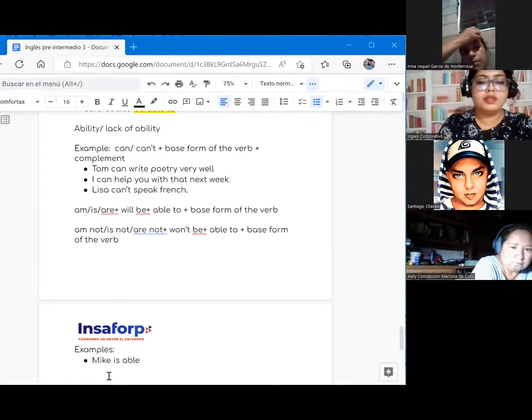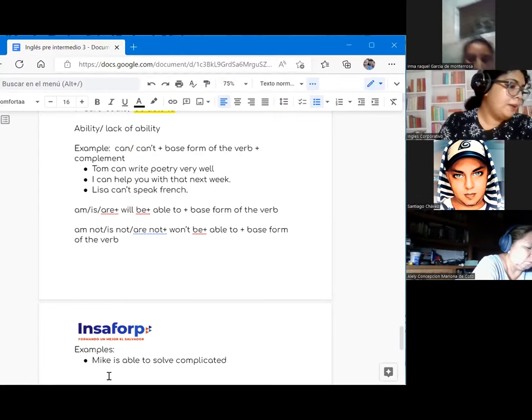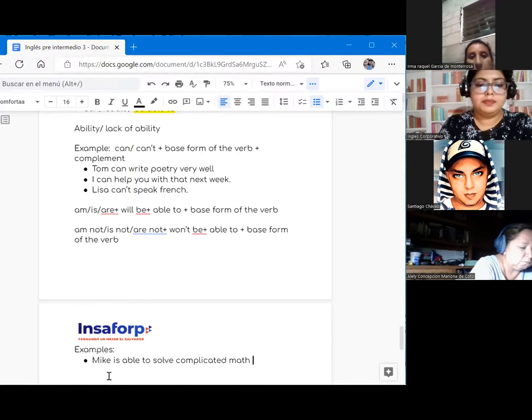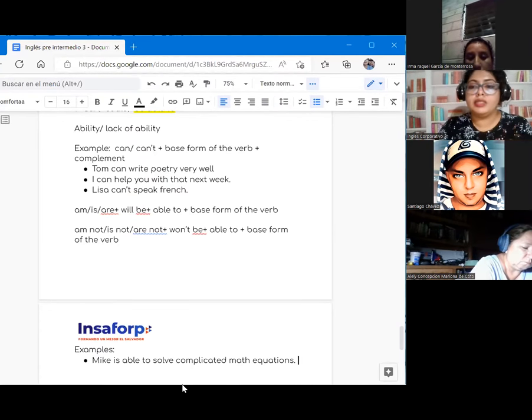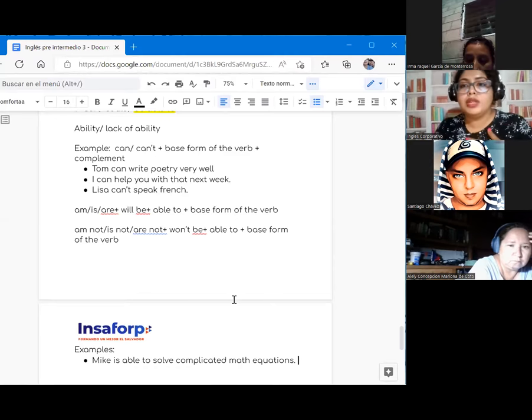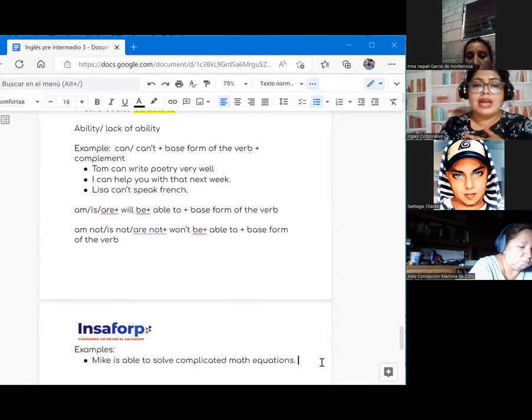Mike is able to solve complicated math equations. Mike es capaz de resolver ecuaciones matemáticas complicadas.